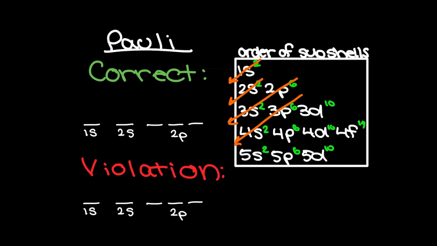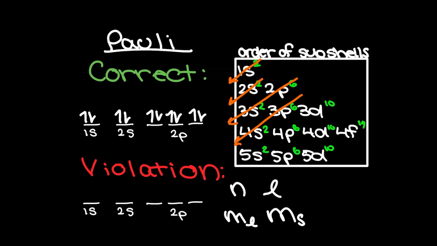Now moving on to the Pauli Exclusion Principle, which states that no 2 electrons can be identified by the same set of quantum numbers, so they must have different spins, in other words. So if you remember from the previous video, n, l, m sub l, and m sub s are our quantum numbers. So let's fill the orbital diagram correctly again, keeping in mind we don't want to violate any of our principles here.